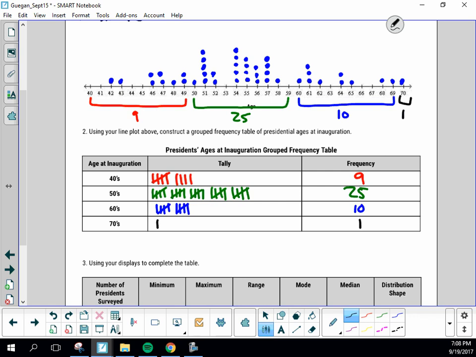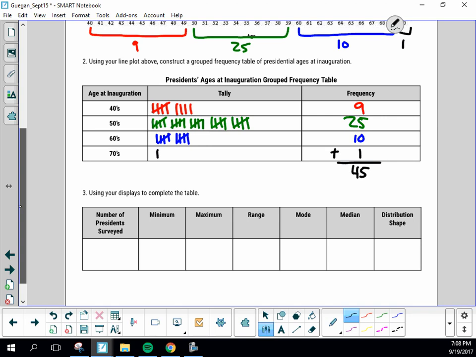Now, just another way to check, make sure you actually got all of the dots. We know there's 45 presidents represented. If we add up our entire frequency table, 9 plus 25 plus 10 plus 1, should in fact give us 45. So we're all good there. We have a complete frequency table. All right, let's move on to number 3.